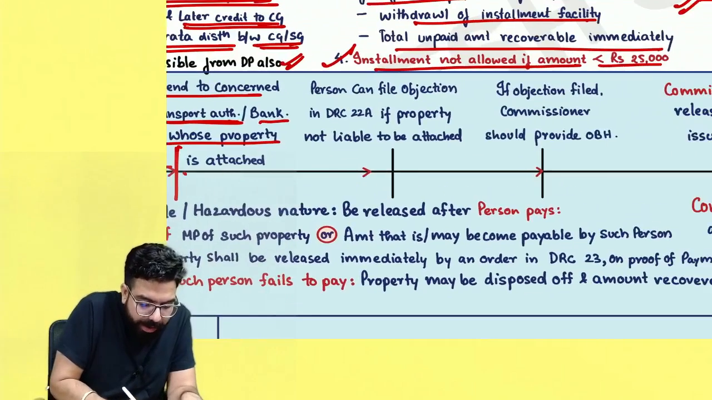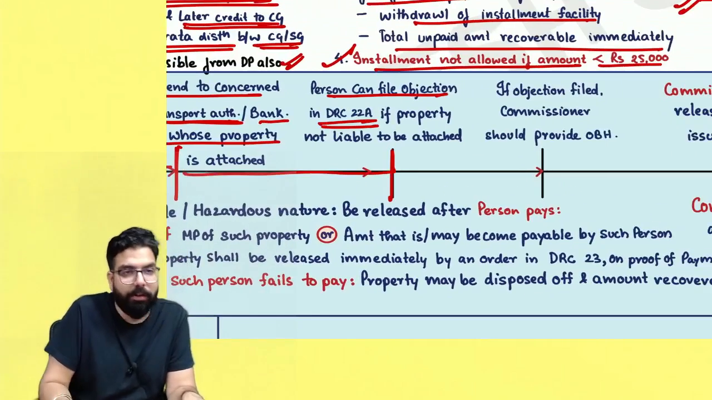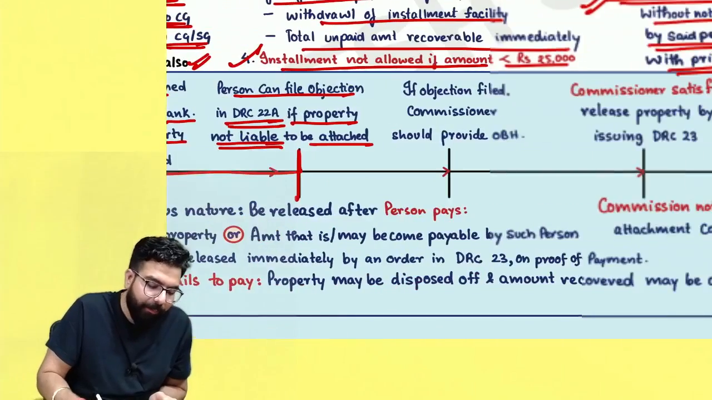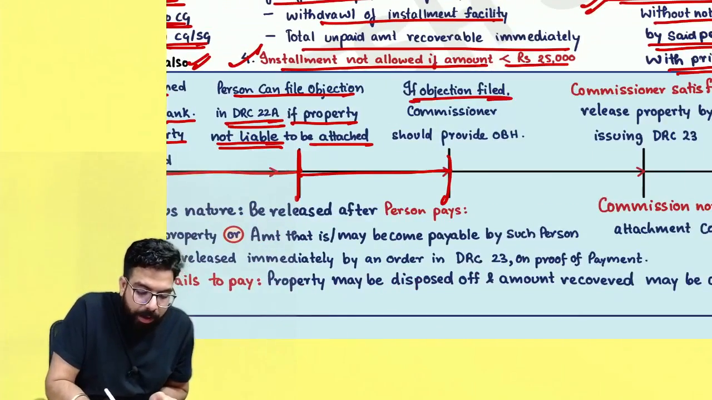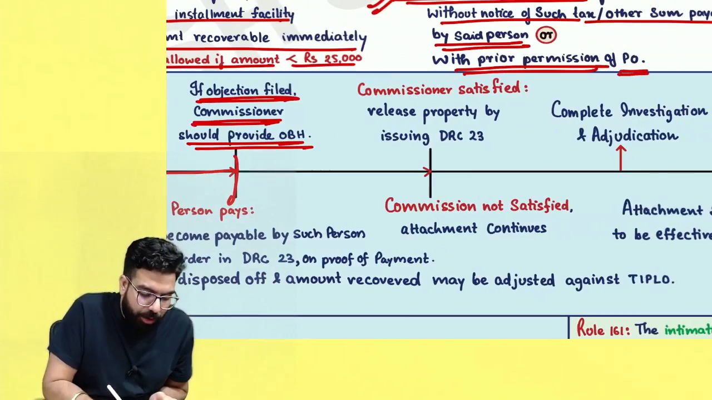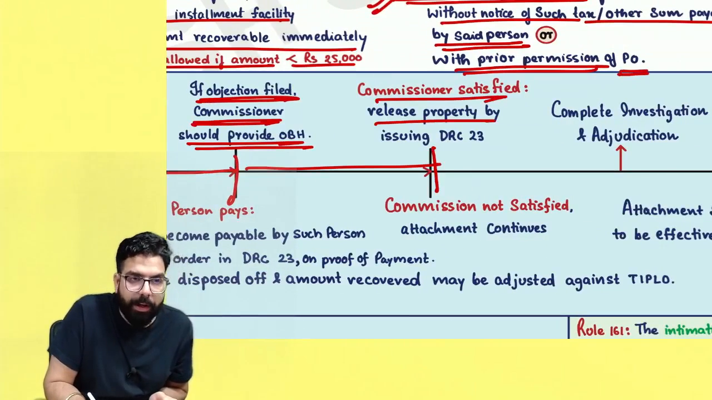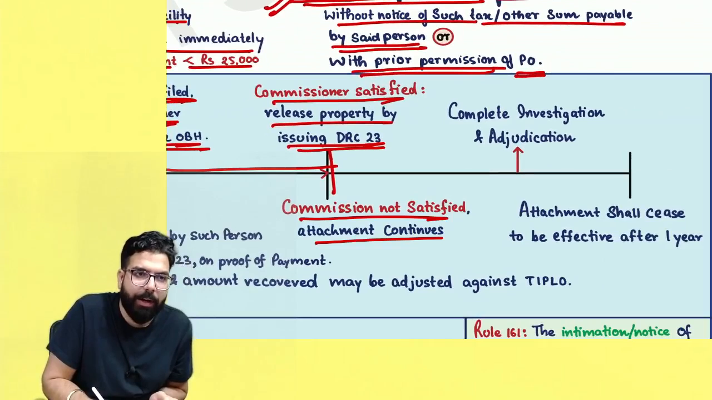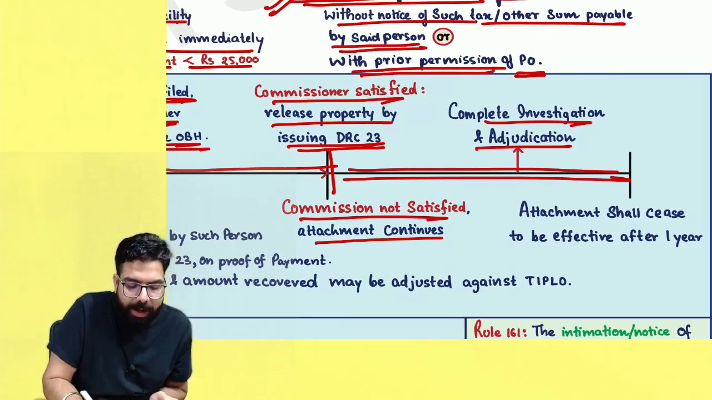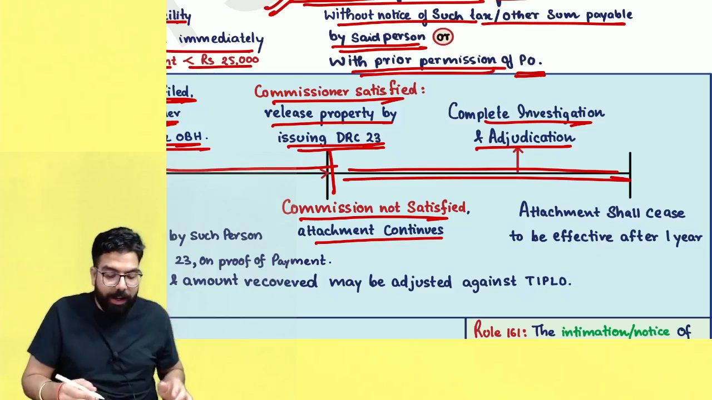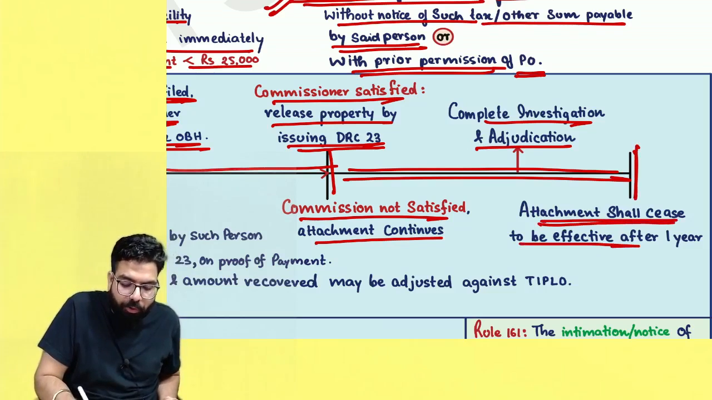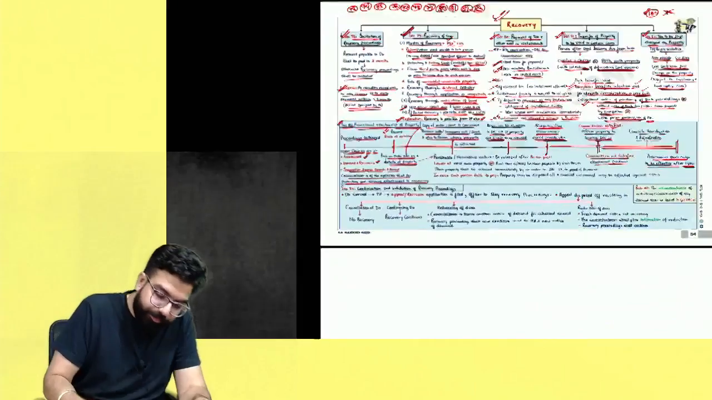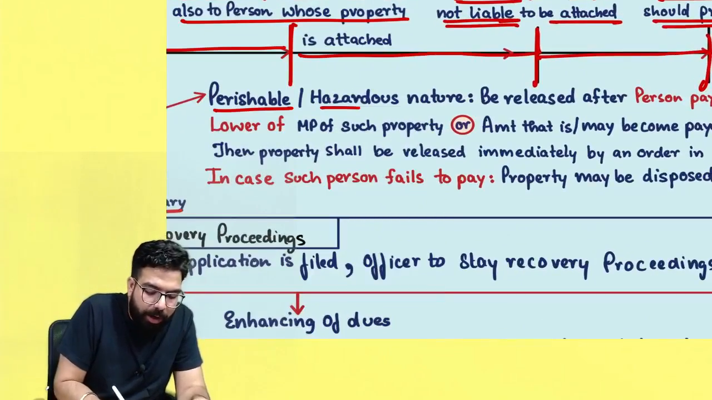Now, what I can do is file an objection in GST DRC, saying, sir, please don't attach my property. If the property is not liable to be attached, then you can file an objection against it. If an objection is filed, the commissioner will provide you an opportunity of being heard. If the commissioner is satisfied, he will release the property by issuing a DRC 23. If he is not satisfied, then the attachment will continue. But remember one thing, he should complete the investigation and adjudication within 1 year, because attachment always ceases to be effective after 1 year. The maximum time period for which he can do the attachment is 1 year. And here I have also written about goods of perishable or hazardous nature.